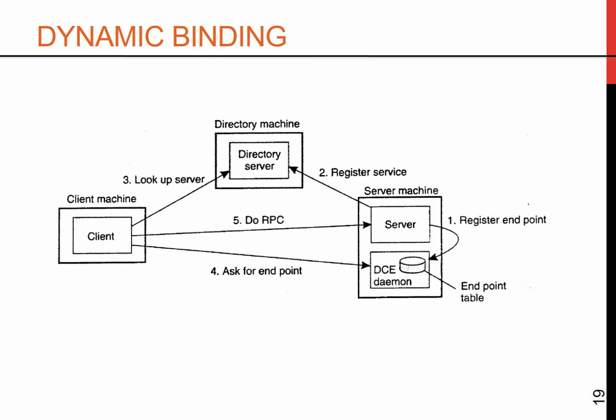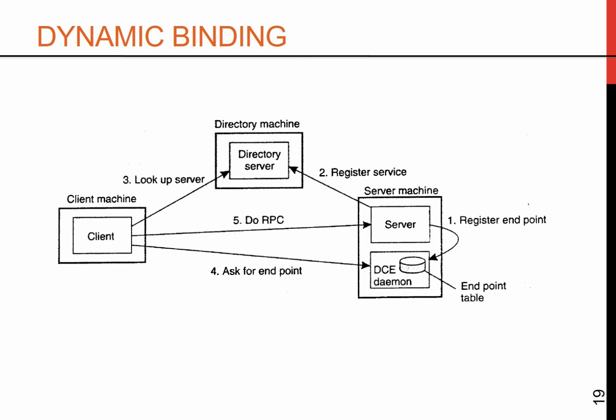Once this has been looked up, we then request the endpoint. So after identifying the server machine, the client asks the DCE daemon on the server machine for the specific endpoint associated with the service it needs. And then we can execute the RPC. With the endpoint information in hand, the client can now directly connect to the server and perform the RPC.